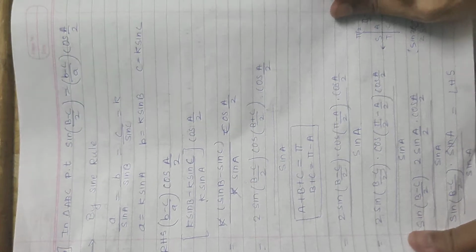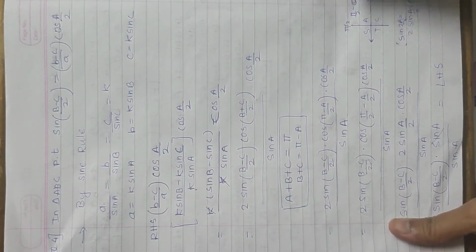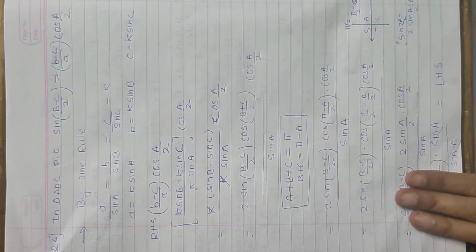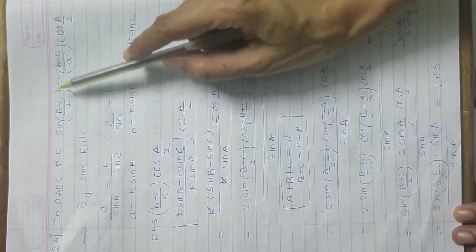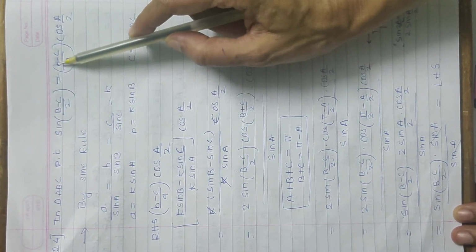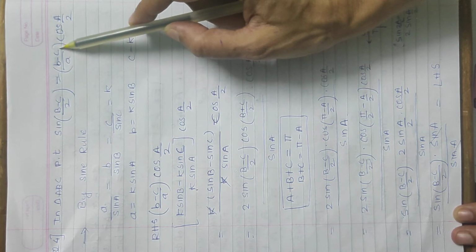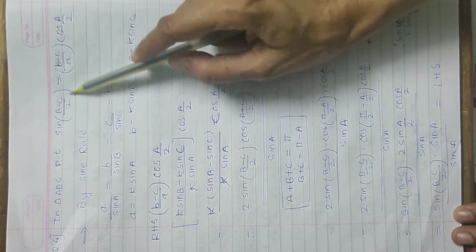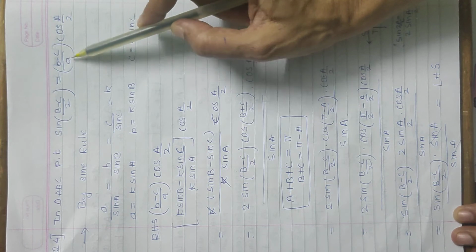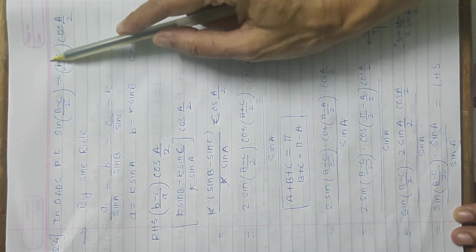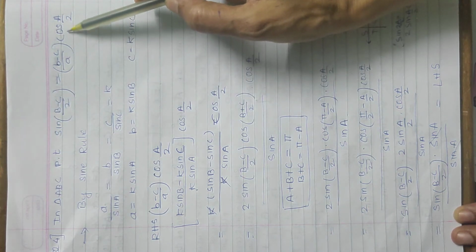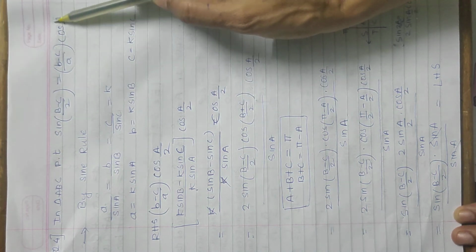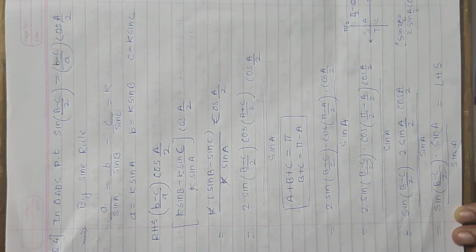Now see question number 4. Question number 4 is, in triangle ABC, prove that sine of B minus C by 2 is equal to b minus c upon a into cos A by 2. Here A is an angle and these are the sides, b minus c upon a. Sides you will write in small letters, angles with capital letters. This is an angle, A is an angle.